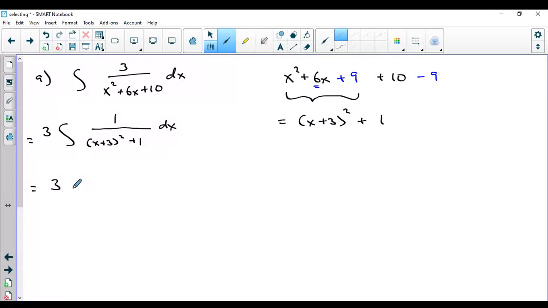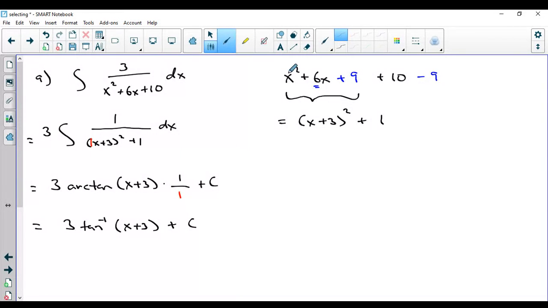So it's going to be my constant 3 times the arctangent of stuff. Since stuff is linear, which is the only reason we can do this, it's going to be times 1 over the derivative of stuff. Now it's 1x plus 3, so the derivative of that is 1. Then I get plus c. My final answer is 3 arctan of x plus 3, plus c. And that's it.